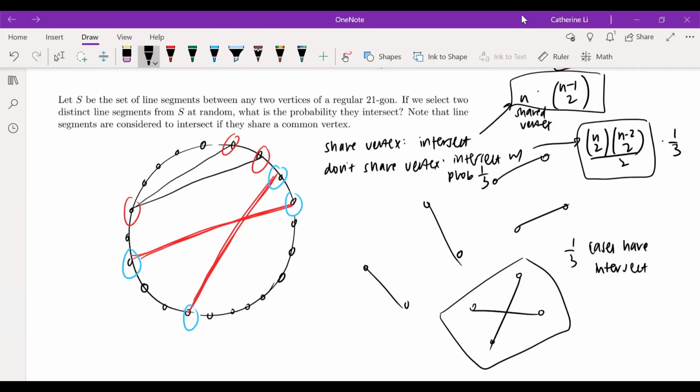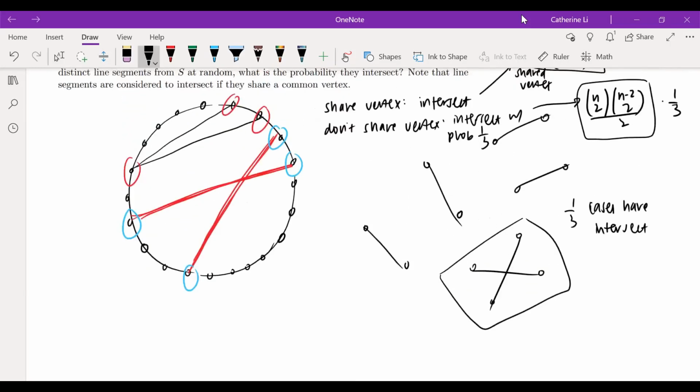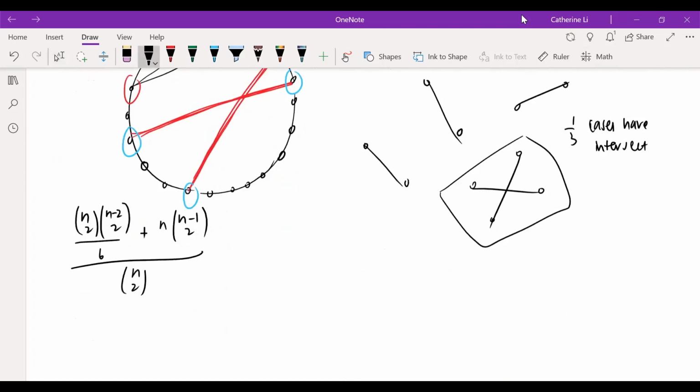And we're taking everything over n choose 2 choose 2, because there's n choose 2 segments, and then we choose 2 of them from S. Okay, so this is not super interesting, but I guess we will just do the computation.